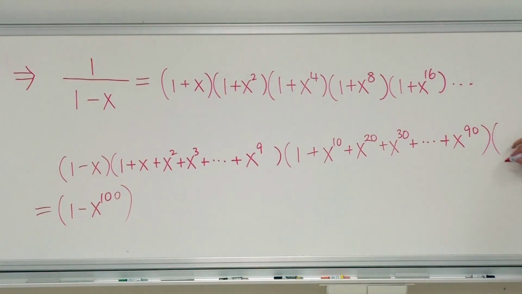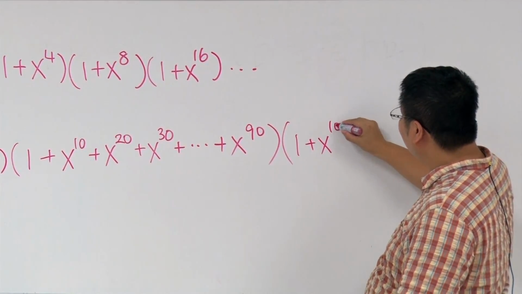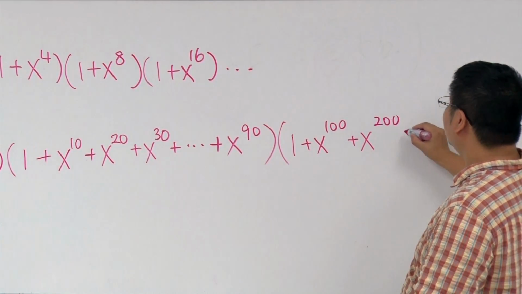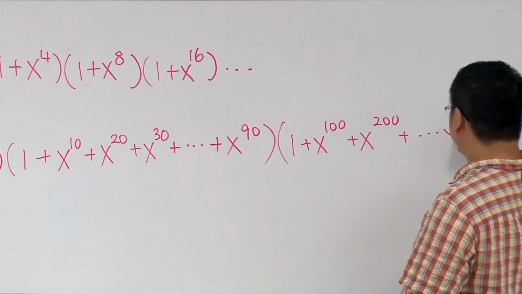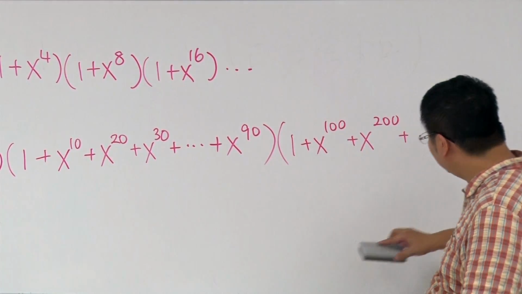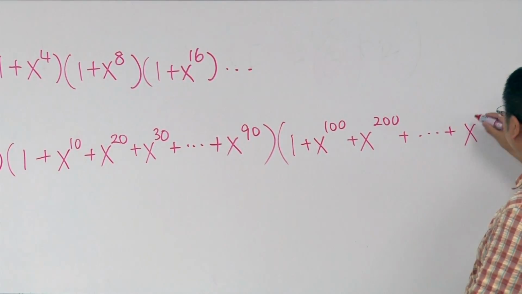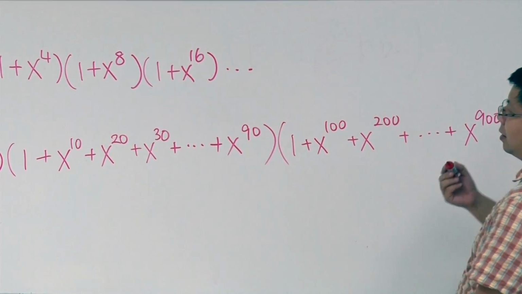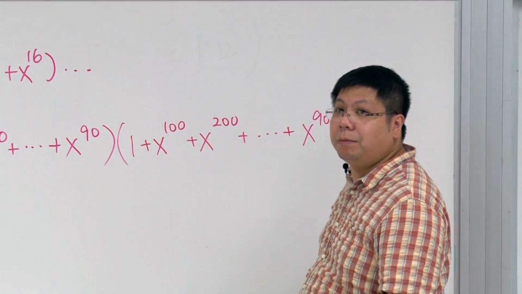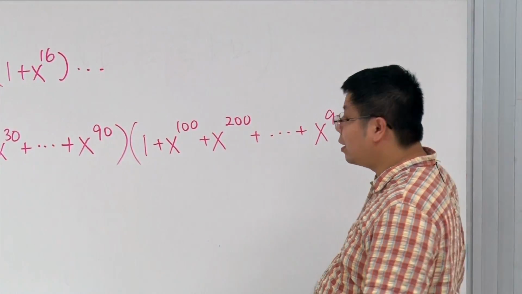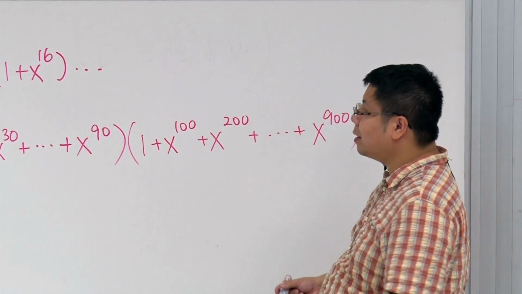Okay, and then if I do something more, so this time you guess, then I will have 100 here, 200 here, 300 here, up to 900 this time. This time x to the power 900. Then what will I have? Then I will have 1 minus x to the power 1000. Is that okay? So I can do something more, so you can see the pattern.